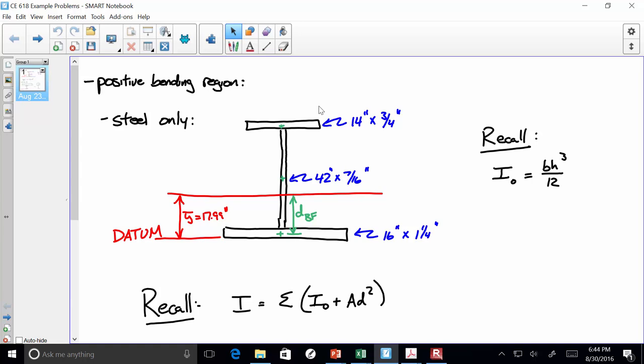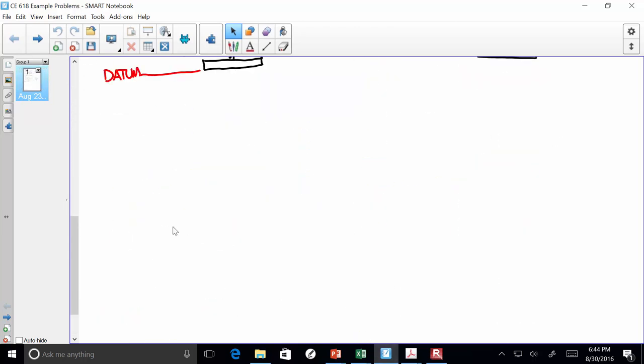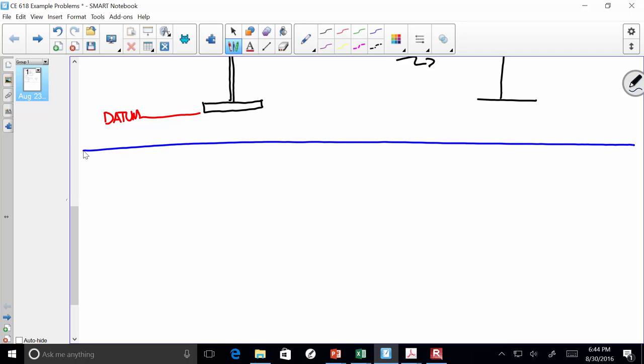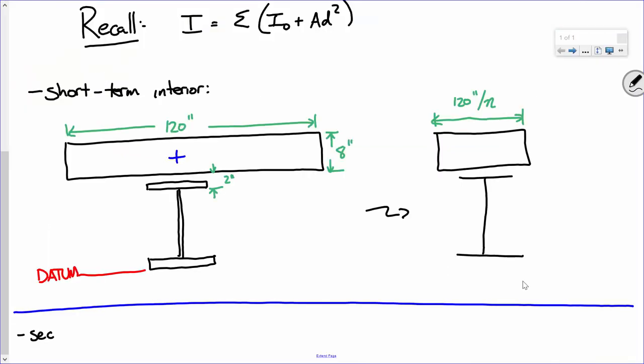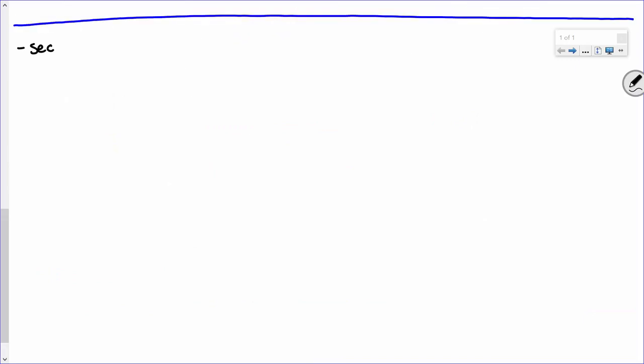Let's bring it back to way back when. Let's sort of extend that page out a little bit. So I'm going to strike a line because I've got some stuff I want to talk about. Let's look at section moduli. Let me make this full screen so I can have a little more. All right, section moduli.